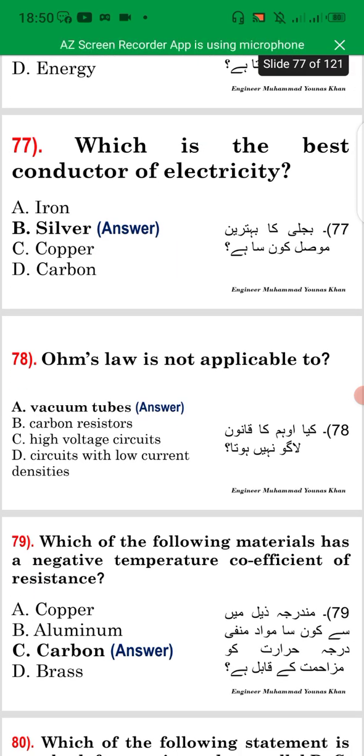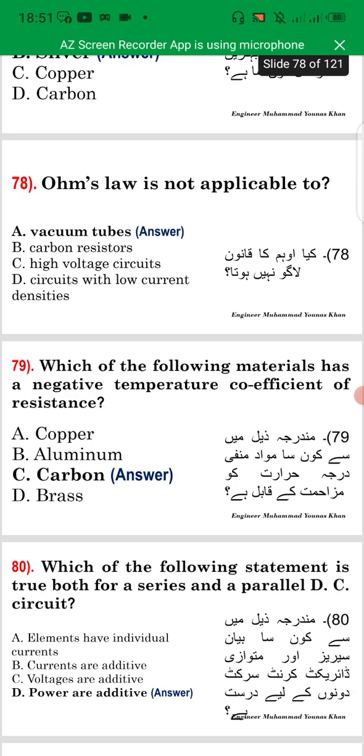Ohm's law is not applicable to vacuum tubes, carbon resistor, high voltage circuits, or circuits with low current densities. Vacuum tubes. Which of the following materials has a negative temperature coefficient of resistance? Copper, aluminium, brass, carbon. Carbon.